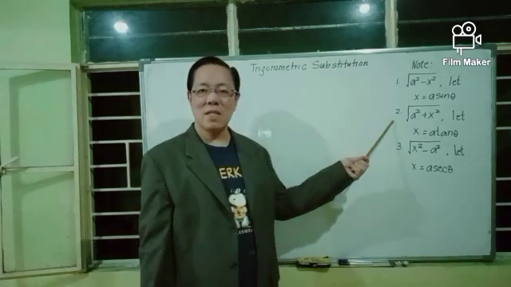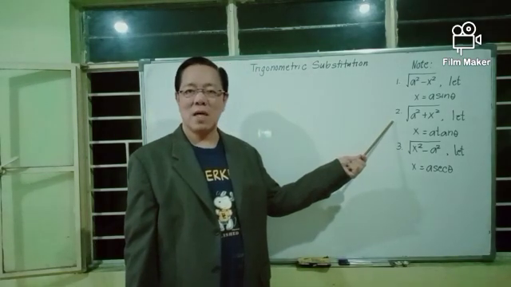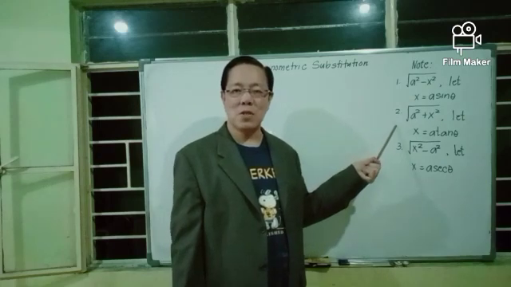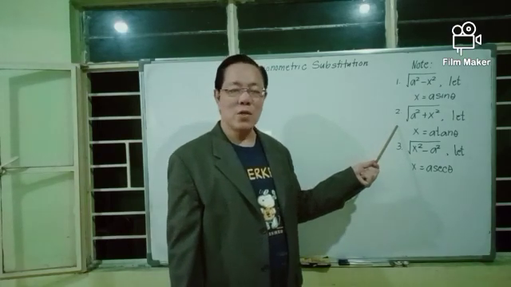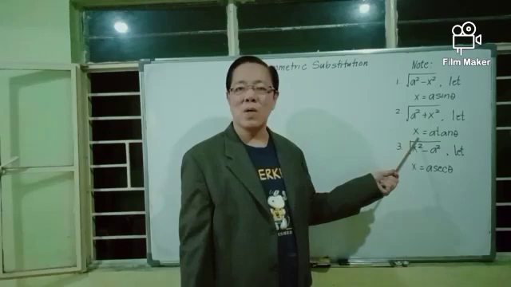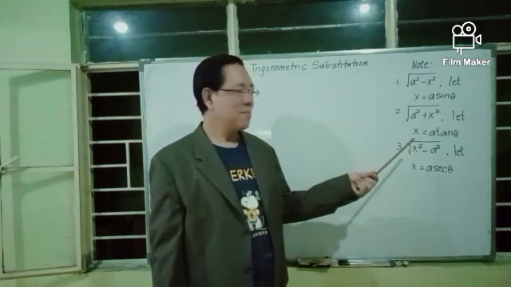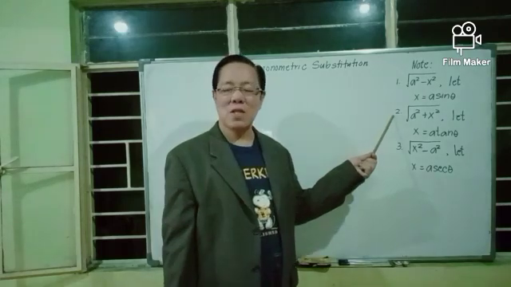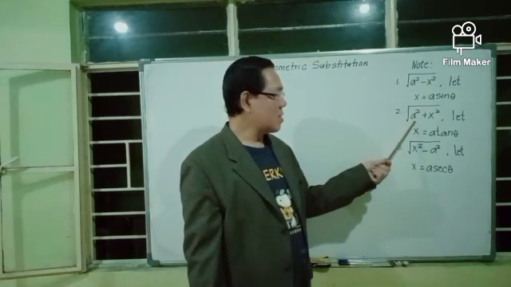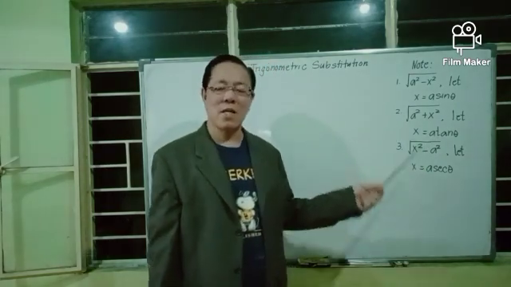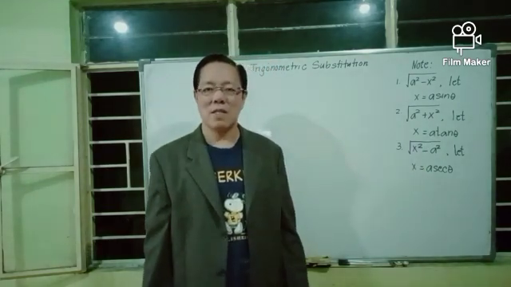If you see this expression in the given integrand, that means you have to use a trigonometric substitution, and in particular you will let x equals a times tangent theta. If you have this expression, square root of the square of a constant plus x squared, you will let x equals a times tangent theta.